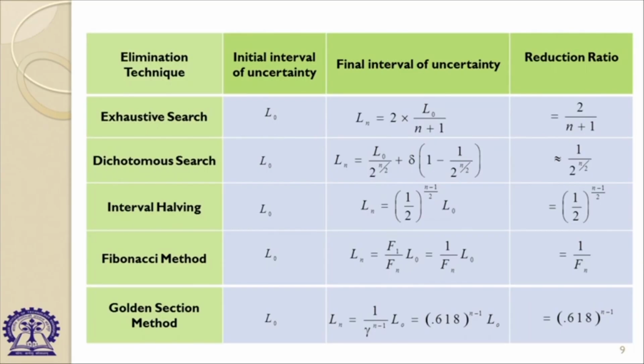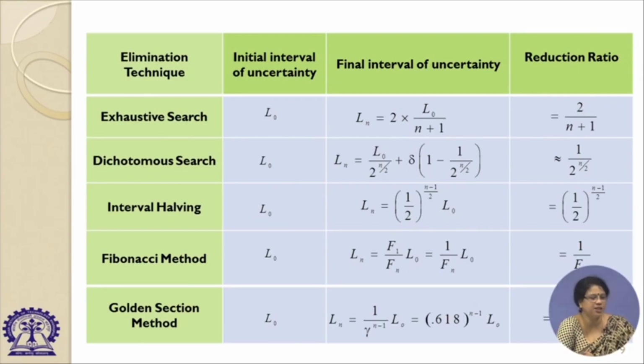Now, if we just see the different elimination techniques, we have covered the exhaustive search, dichotomous search, interval halving, Fibonacci method and golden section method. Let us compare these 5 methodologies. In the initial interval of uncertainty, everywhere it is L naught, then only we can compare, if this is the same. If the value of the initial interval of uncertainty is increasing, then the situation will be different.